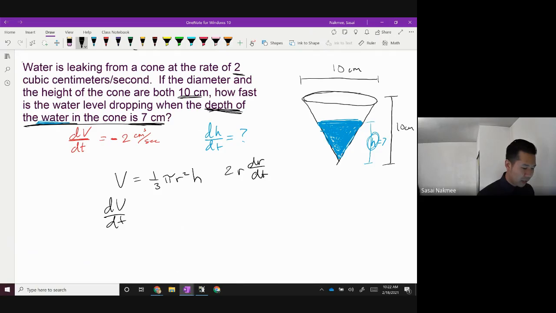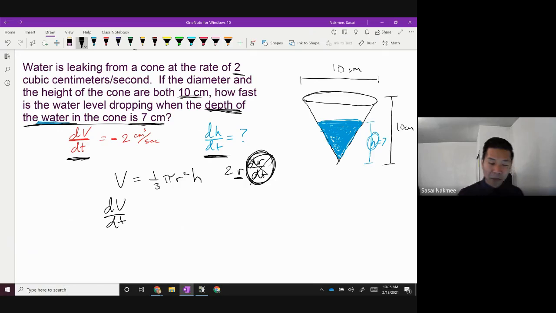And here's my problem. If I do this and I calculate this, I can find out what r is. That's not a problem. But here's my problem here. I don't know what dr/dt is. I know what dV/dt is. I know what dh/dt is. I have no idea what dr/dt is. So that's going to cause a problem for me.